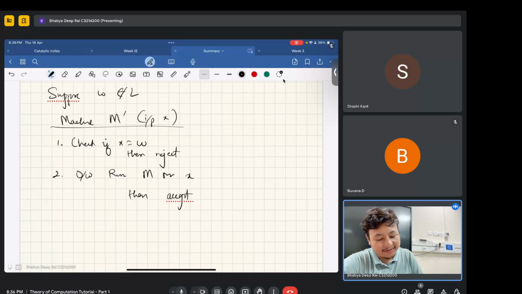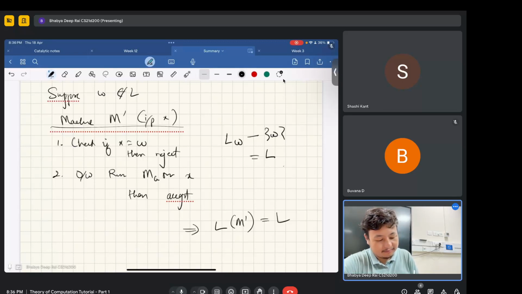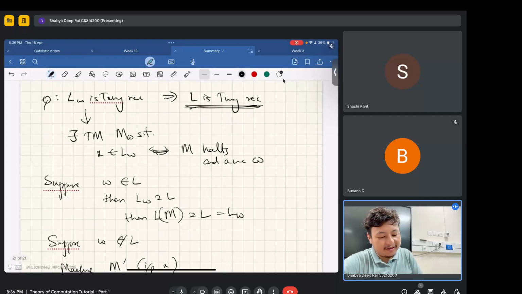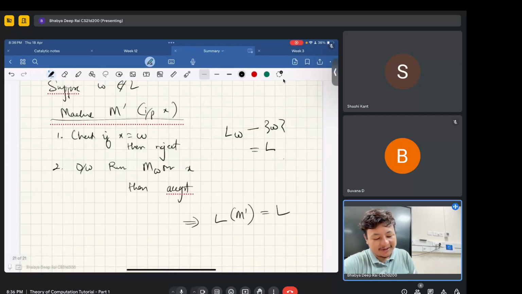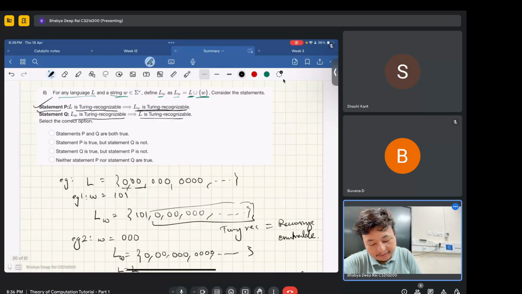So what is the language of the machine? It'll accept everything from LW except W itself. But since W does not belong to the original language L, this is nothing but L, which means the language of this machine M prime is equal to L. So we've created a machine, and as you can see, it will always halt on the accepting condition. So this is Turing recognizable. So both P and Q are true.